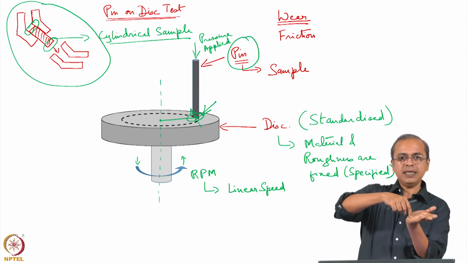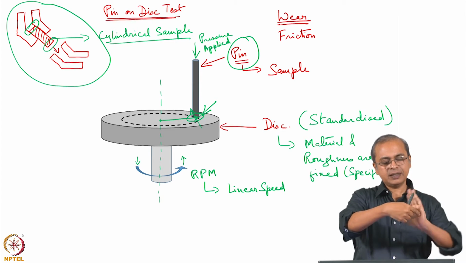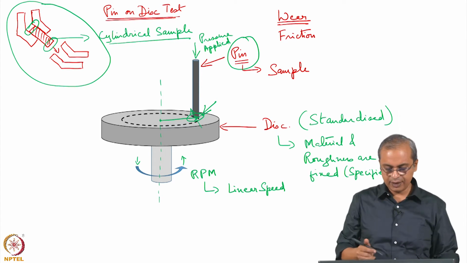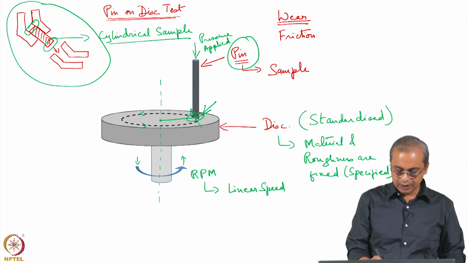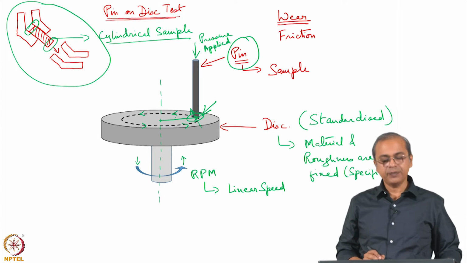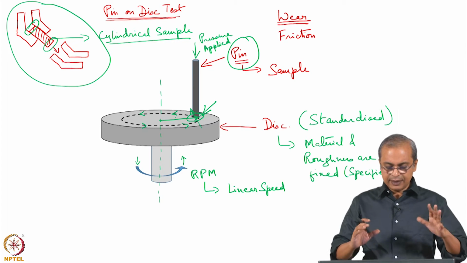So, basically the pin is now tracing a circle. It is stationary, this thing keeps rotating. So, you see that path that it is going to see. So, this is what the pin sees on the disc. So, this is the way we test it.